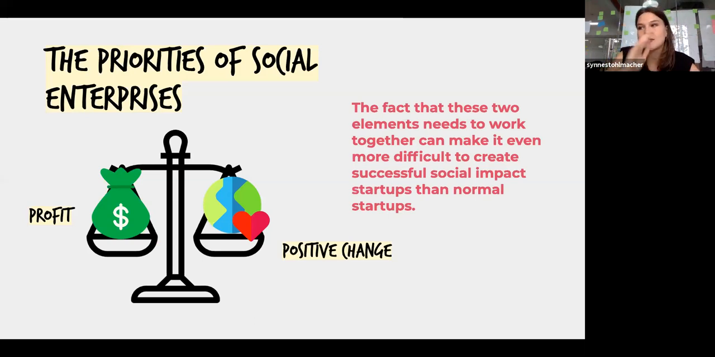Because in a normal startup setting, all you have to do is think about the profit, and even that's really hard. We saw yesterday that 90% fail. But now that you also have to take this change element into consideration, it can sometimes be even more difficult to balance how you spend money, how you make money, and who you make money on, to make sure that it still stays as a positive impact organization.